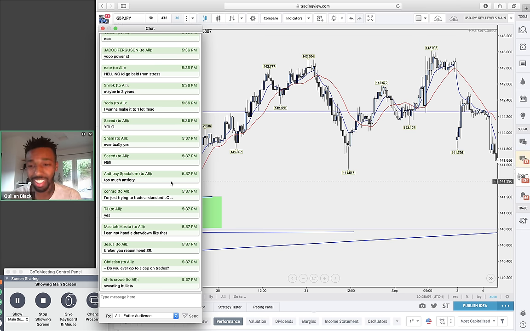Approximately, how much money do I keep in my account? On average, it's above 30K.